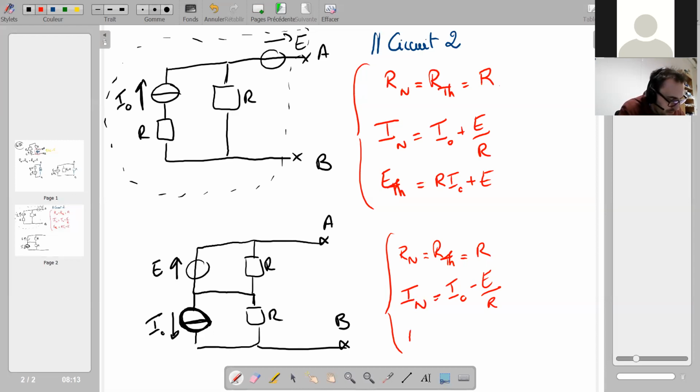So you may find the opposite result for ETH or IN, it really depends on the sign, the direction you pick when you are looking at this current or voltage.